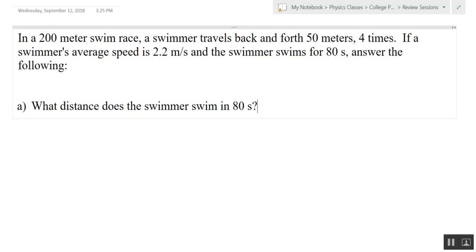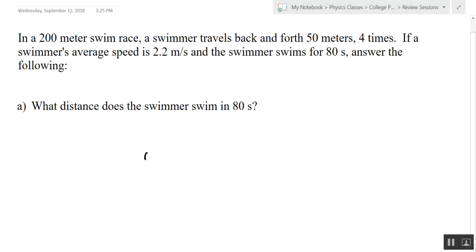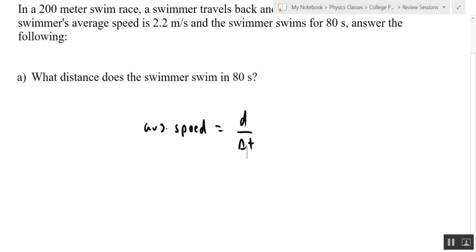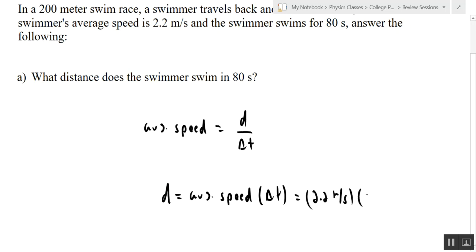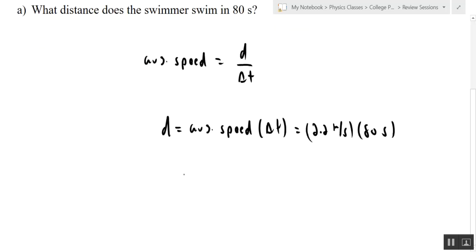176, maybe. 176, yeah. Because there's only one equation for average speed, right? Average speed, as you should know, but it's on the equation sheet, is distance divided by time. We've seen this quite a few times in the homework, in the examples, and in the quiz. So distance is average speed times time. If you know your average speed, which in this case is 2.2 meters per second, you multiply that by 80 seconds, and you get 176 meters.